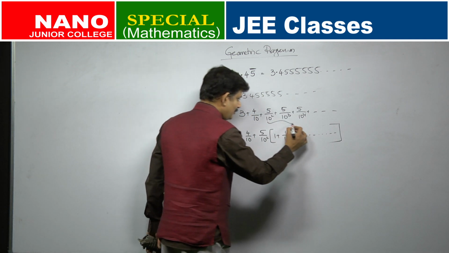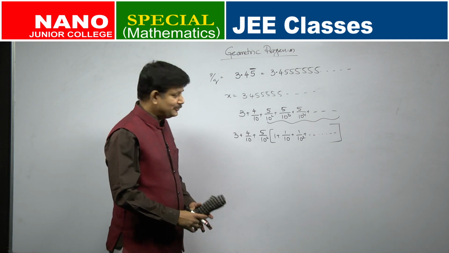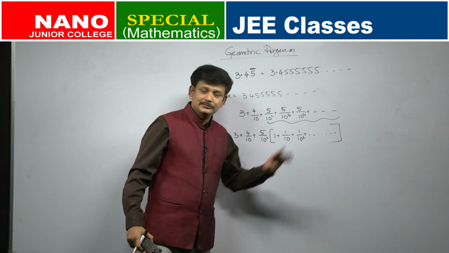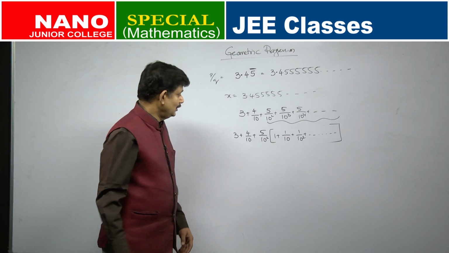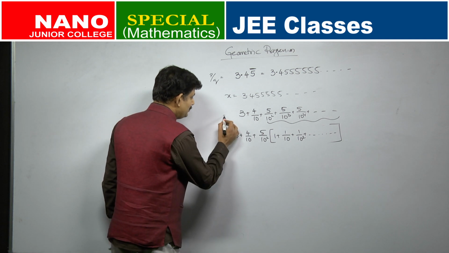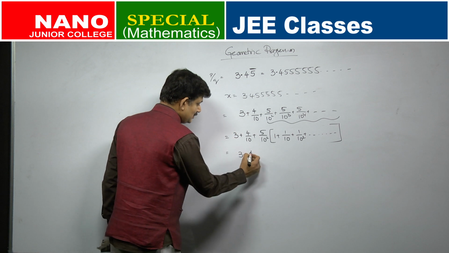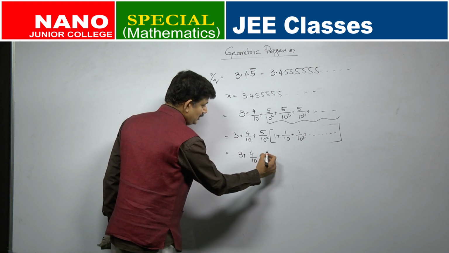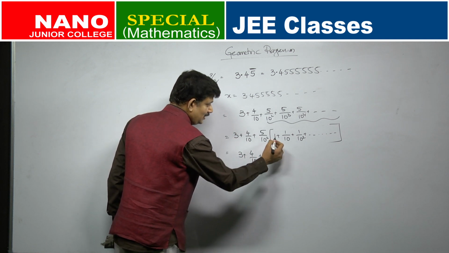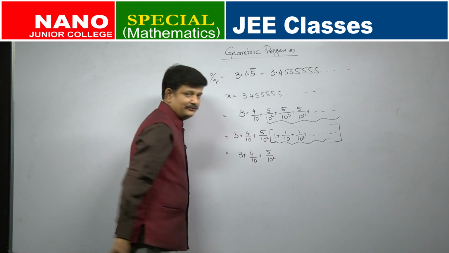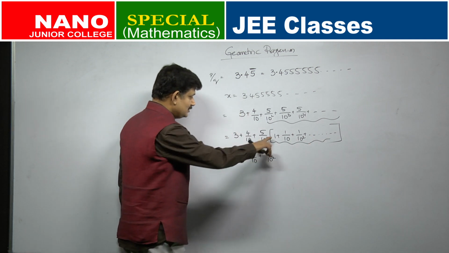These numbers are all forming a GP, an infinite GP. Can you find the sum of that infinite GP? 3 as it is, I am not changing it. 4 by 10, I am not changing it. 5 by 10 square, I am not changing it. This I am summing by infinite GP. What is the first term of this infinite GP?